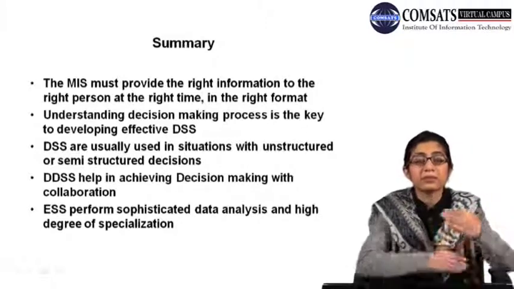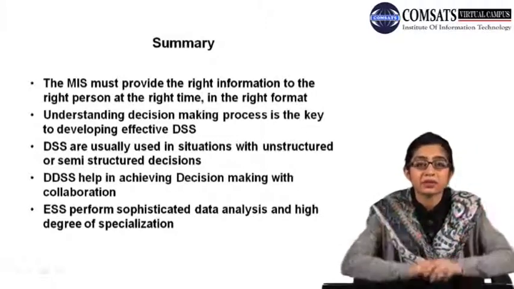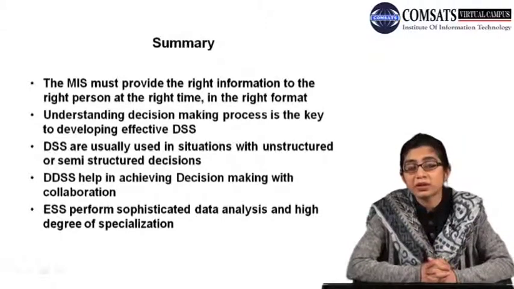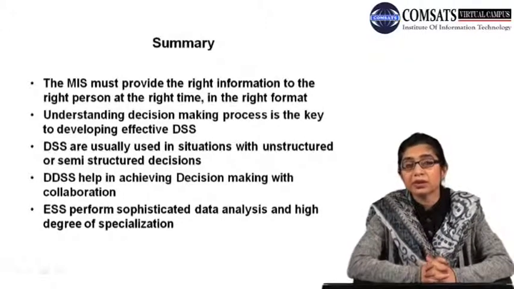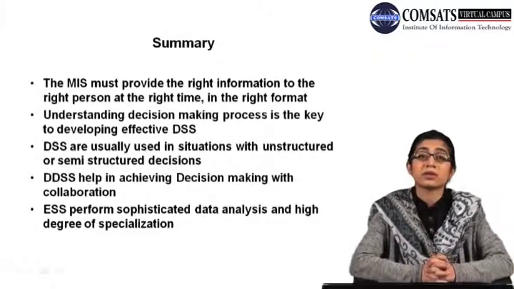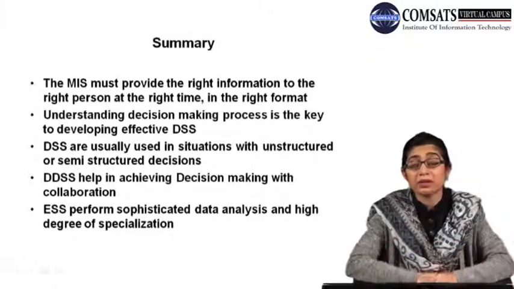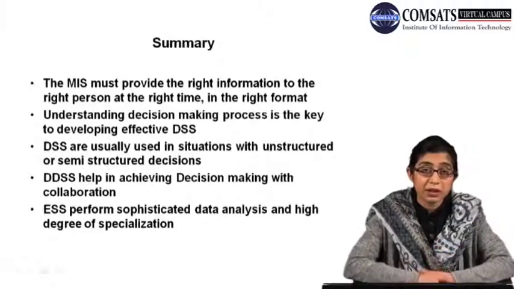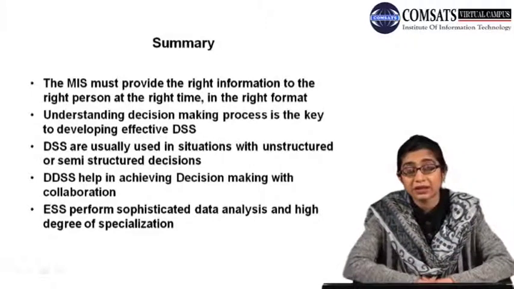So these are the systems working at different levels of the organization to help the operational level employees, the middle management, as well as the top management do their task in a better way. They include the TPS, the management information system, the DSS, the GDSS, as well as the ESS. So this is all we did in this chapter. We talked about the information systems.